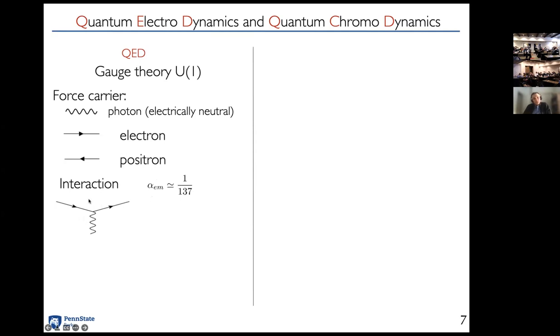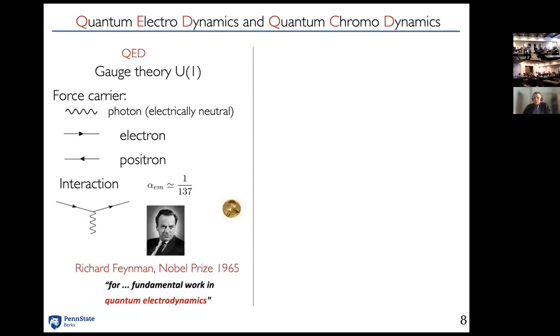The strength of the interaction is characterized by the electromagnetic coupling, which is approximately 1/137. And of course, Richard Feynman received the Nobel Prize in 1965 for fundamental work in quantum electrodynamics.